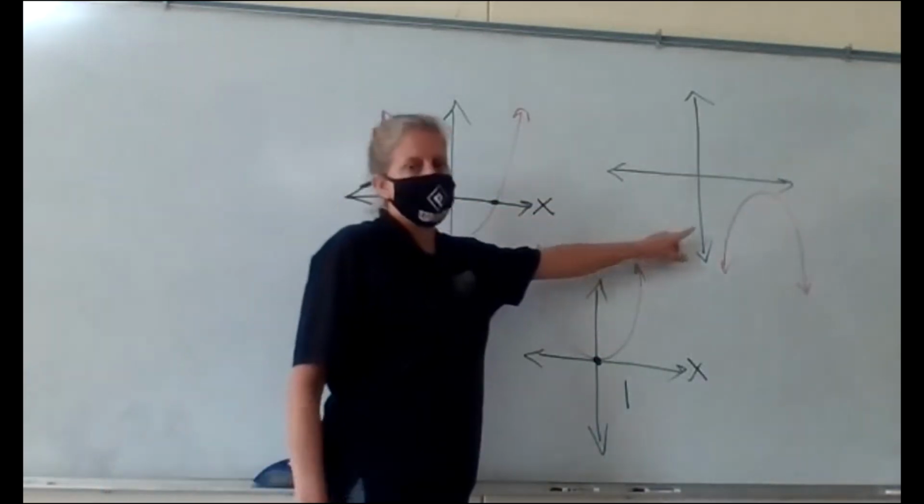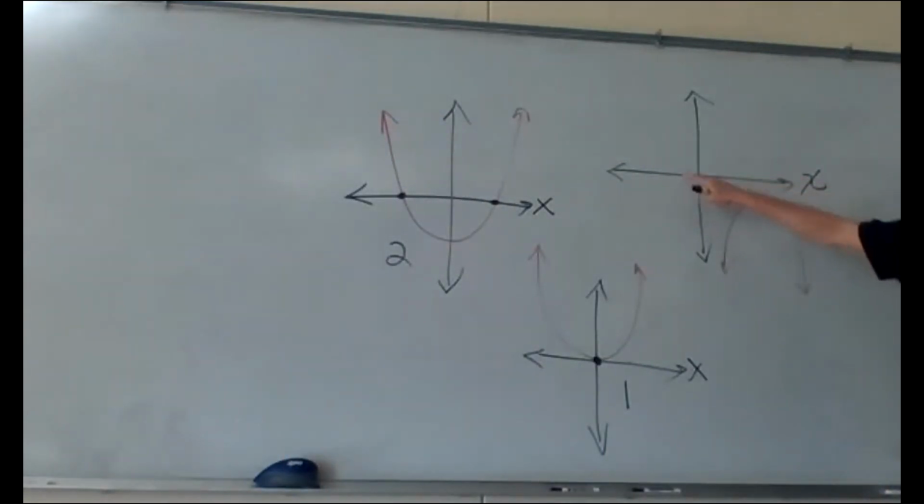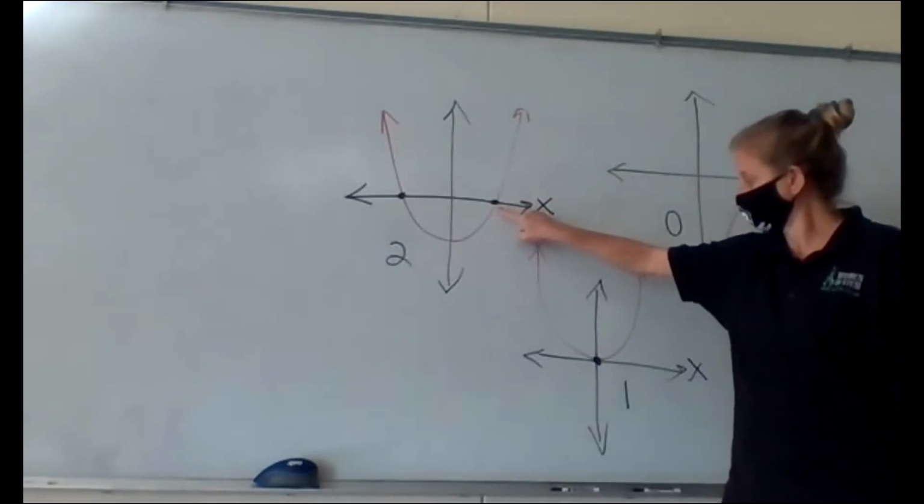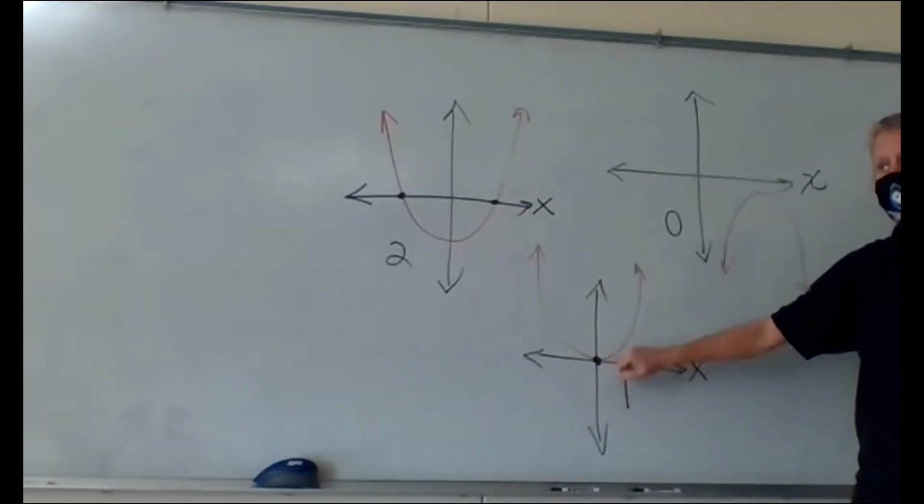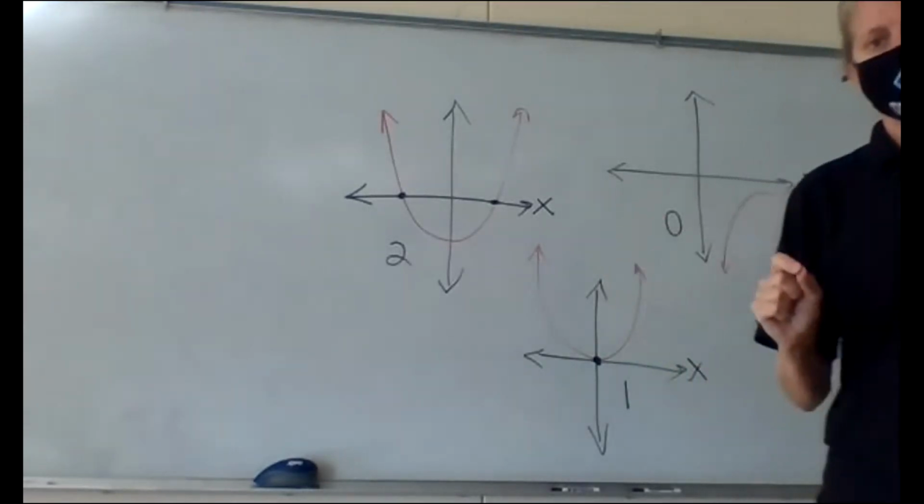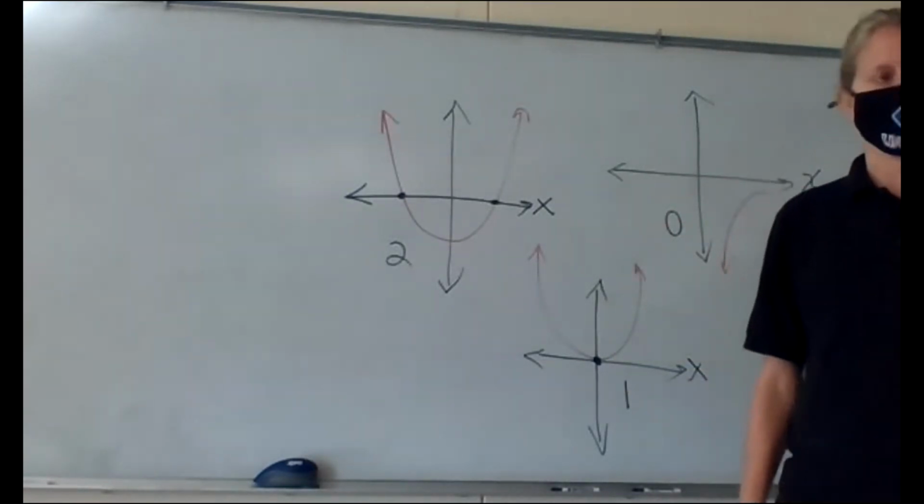What about this one? How many times does it cross the x-axis? Well, here's my x-axis. If it's a parabola and it's upside down, and it doesn't go high enough to cross the x-axis, this one has 0 x-intercepts, right? So an x squared graph can either have 2 x-intercepts like this example, 1 x-intercept like that one, or no x-intercepts like this one.